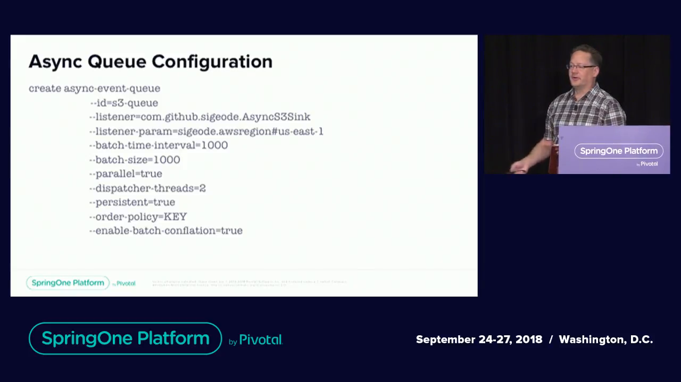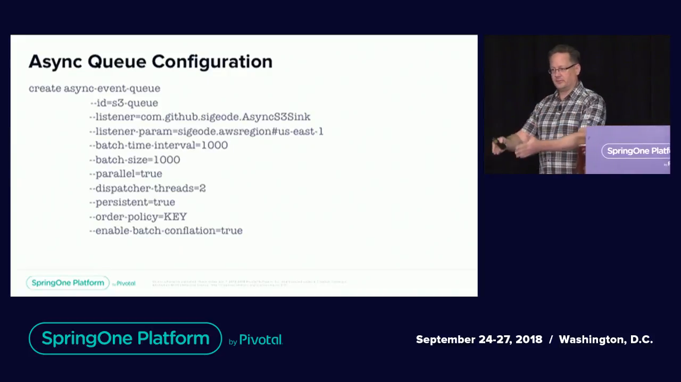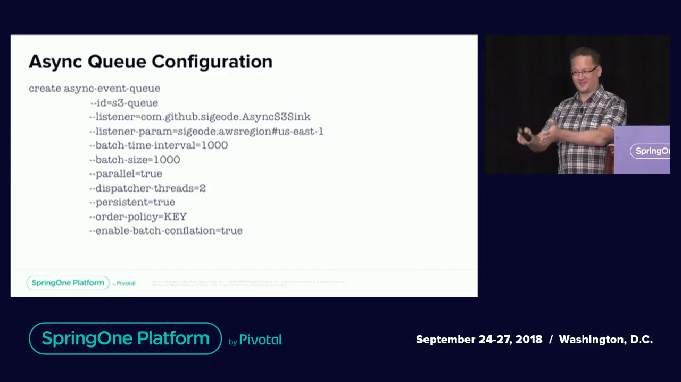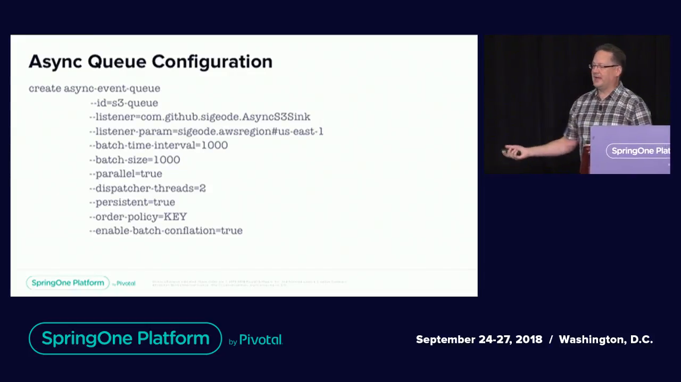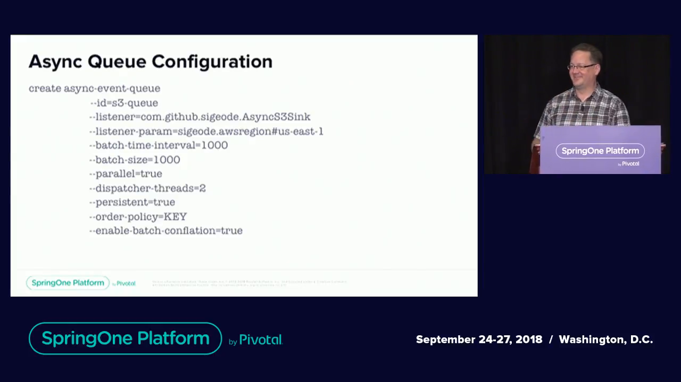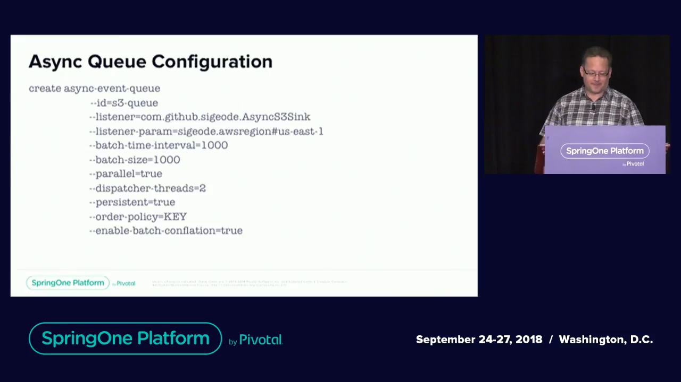And then I want to order things by key. So that would be everything about Charlie goes out through one queue. So if I make multiple changes of it on Charlie, it's all going to go out the same queue. And then I said, hey, if I did have multiple things in one batch, only send out the last one. Okay, so let's go ahead and run through the demo.